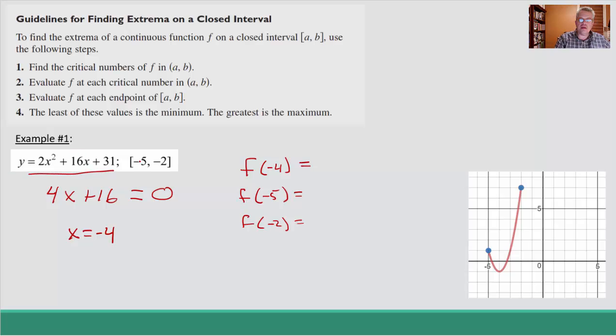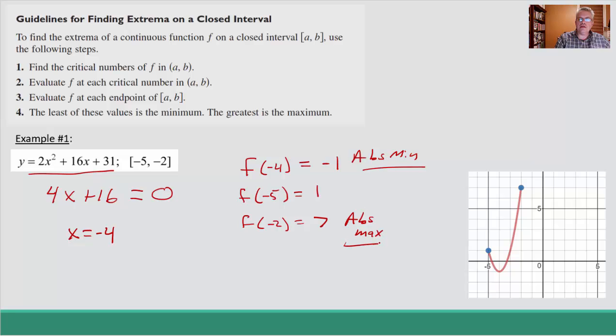Okay, so when you do that, at -4 you get -1. At -5, we get 1. And at -2, we get 7. This is the largest one here, so this must be the absolute max. And this one's the smallest, so this should be the absolute min.